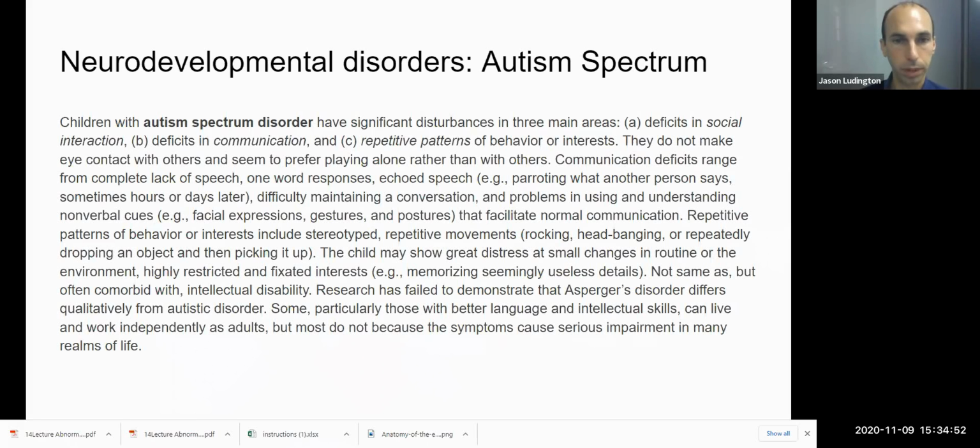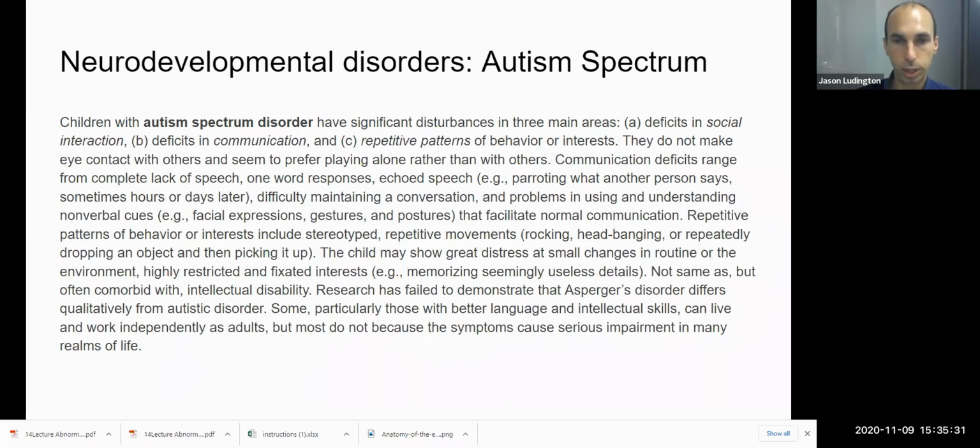Communication is the problem. So there's deficits in facial expressions, gestures, and postures that all go into the verbal and the nonverbal elements of communication that facilitate normal communication. Repetitive dropping of an object and then picking it up is one kind of repetitive movement example. Like stereotyped repetitive movements, head banging, rocking, just over and over for, could be hours.